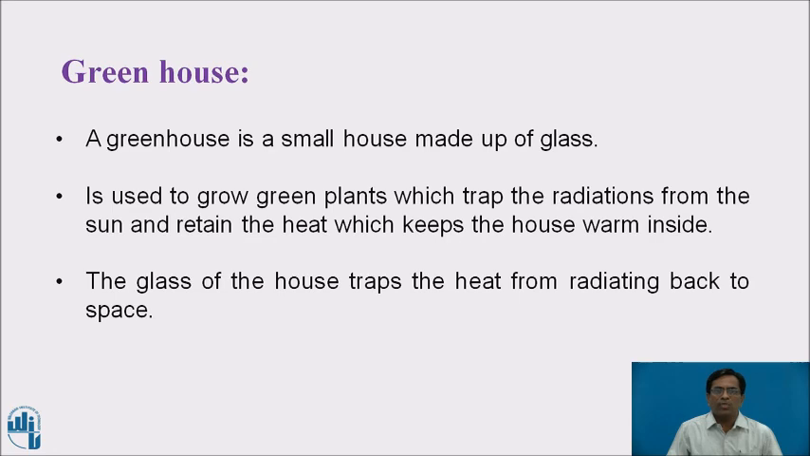A greenhouse. What is the concept of this greenhouse? A greenhouse is a small house made up of glass, used to grow green plants, which traps the radiation from the sun and retains the heat, which keeps the house warm inside. The glass of the house traps the heat from radiating back to space.